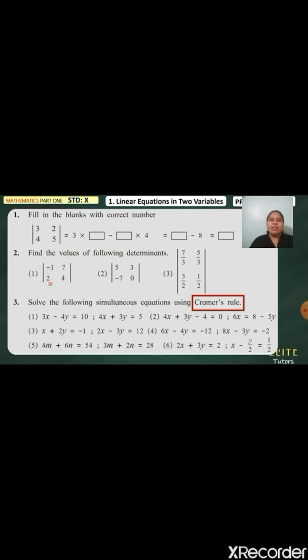Question number 1 is fill in the blanks with correct number. And question number 2 is finding the values of the determinant. As you can see, question 1 and question 2 are the same type. The only difference is in question 1 they have given it in an activity form, while in question 2 they are asking you to find values of the determinant, which are 1 mark type questions. Let us start with the first one, which is an activity question.